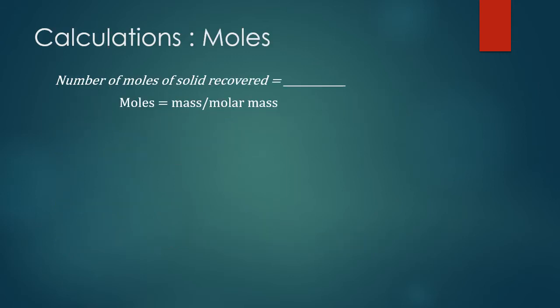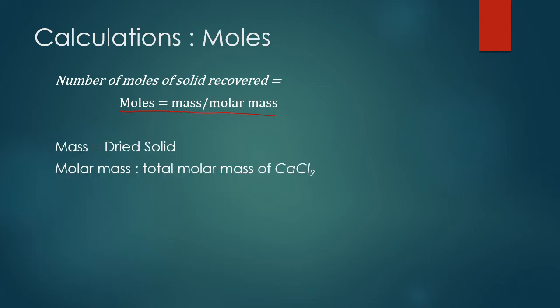Next, we move on to calculations. So in the next slot, it asks for number of moles of this solid recovered. So remember, we just said that calcium chloride was the solid that was recovered because of the reaction that occurred when we added the 3 molar HCl. So to figure out the number of moles, we're going to use the following equation, where moles is equal to mass divided by molar mass. Well, for the mass portion, that's the grams of dry solid that we calculated by subtracting the mass of beaker 1 minus the mass of beaker 1 and dried solid.